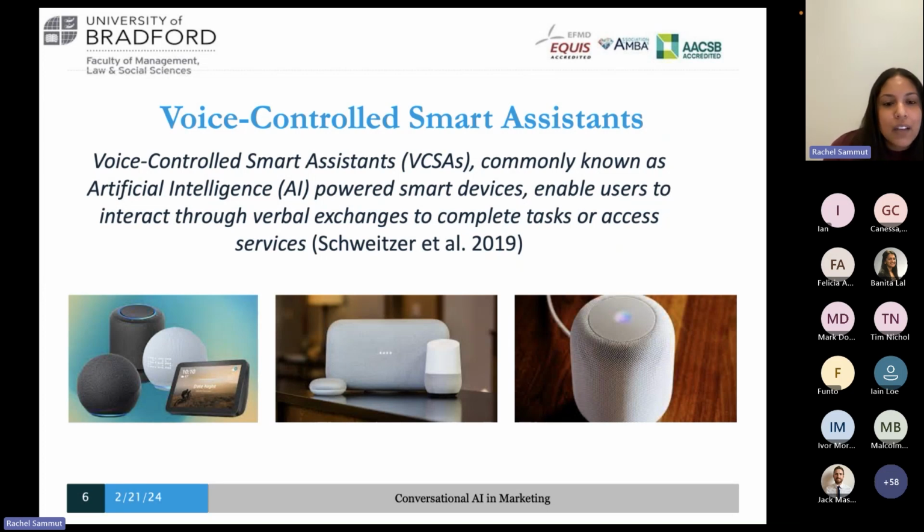And as I say, the main three types that we see quite a lot are Amazon Alexa, Apple Siri, Google Assistant, and even Microsoft Cortana. Now, my research mostly focused on Amazon Alexa because, of course, this is the biggest VCSA on the market at the moment. But collectively, we see Apple Siri, Google Assistant, Microsoft Cortana. We see them quite often popping up all over the place.